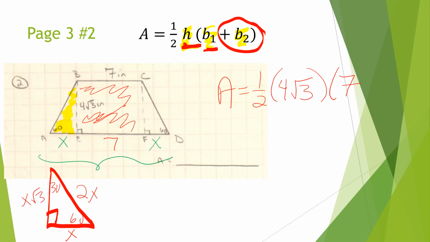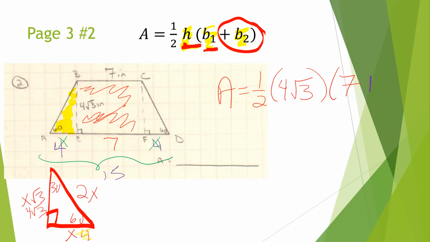That's the rule. So for this one, you're starting with the height, or the long leg, which is 4 root 3. So that's going to make this little part at the bottom 4. That's the thing we needed. So this is 4. This is the same triangle over here, so that's also 4. So the entire base is 15.